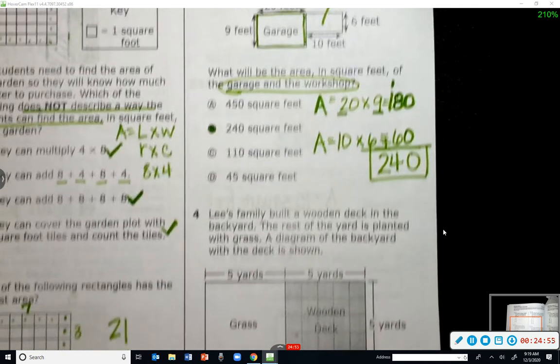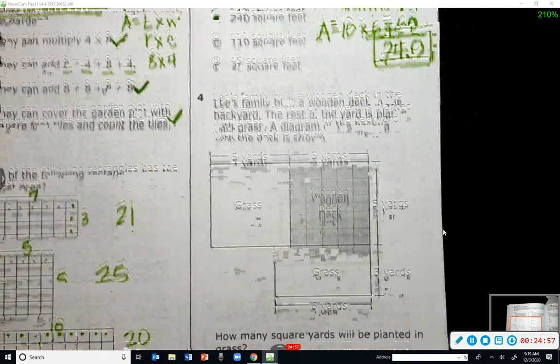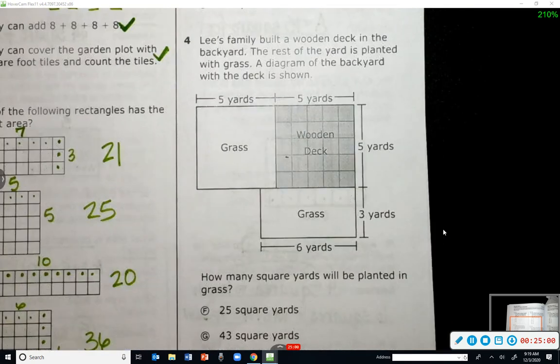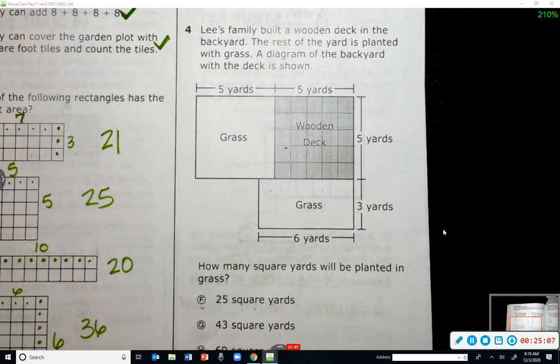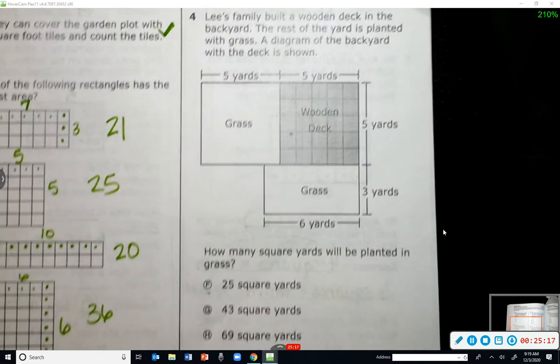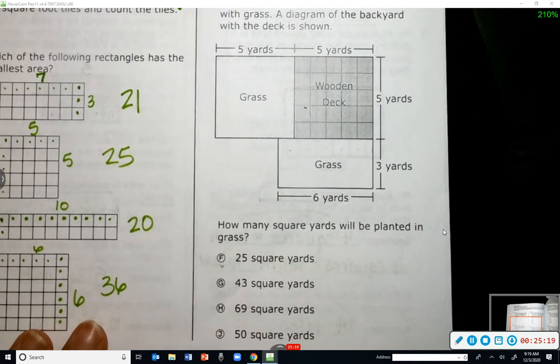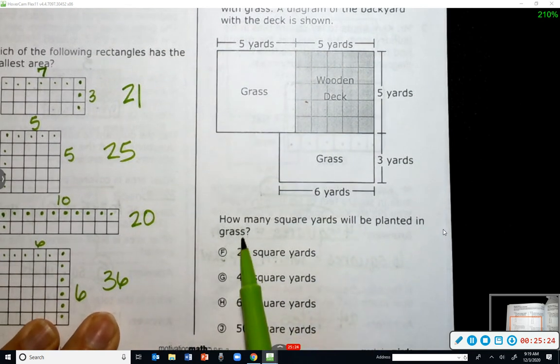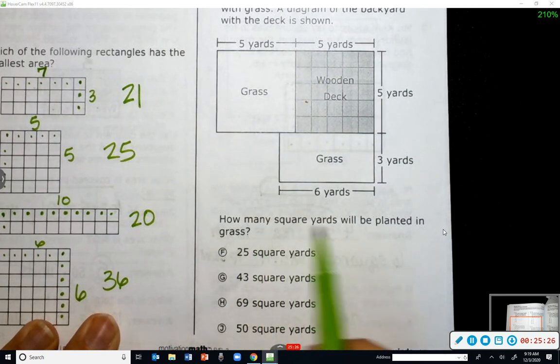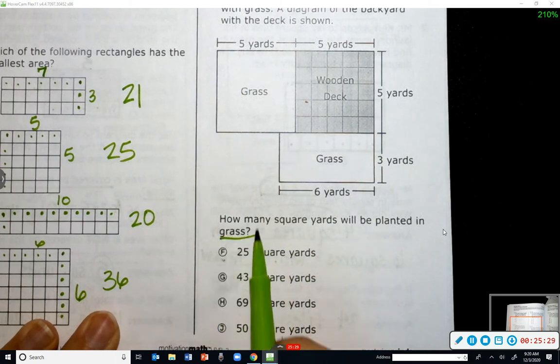Okay, last one that we're doing together, and then you will be on your own. Okay? All right, Kelsey, go ahead and read. Lee's family built a wooden deck in the backyard. The rest of the yard is planted with grass. A diagram of the backyard with the deck is shown. How many square yards will be planted in the grass? Okay, so let's read that one more time to make sure we understand what we're looking for. How many square yards will be planted in grass?